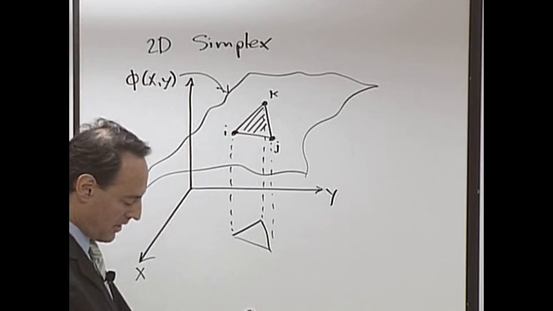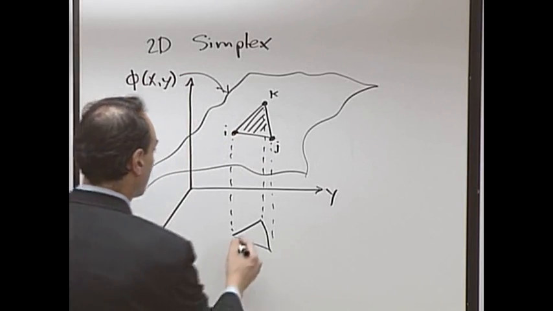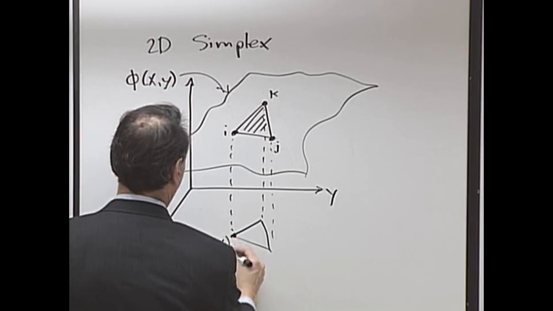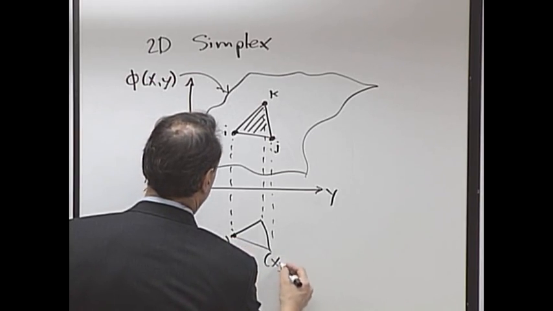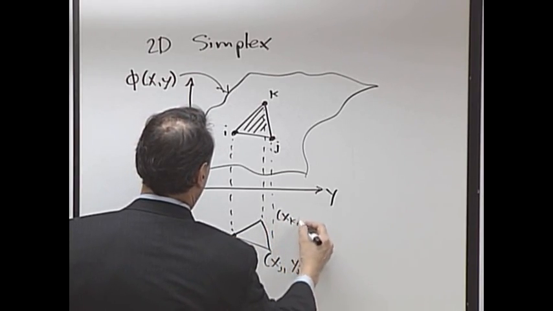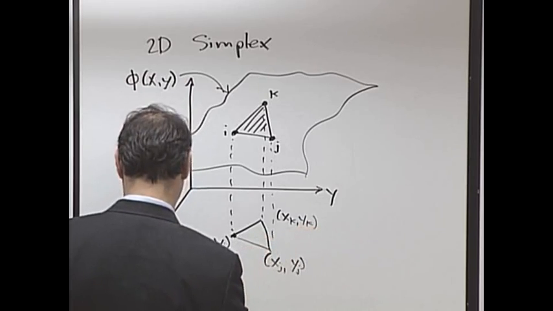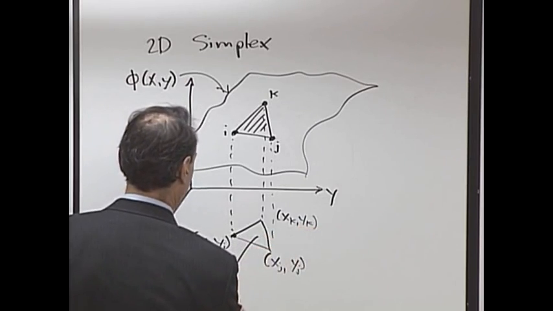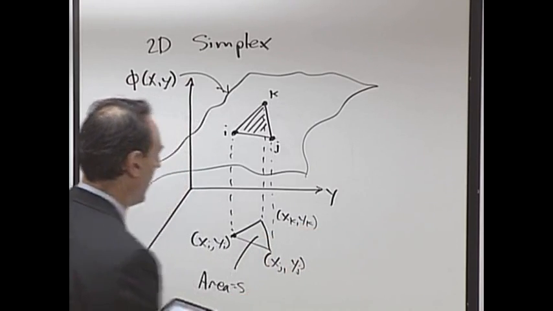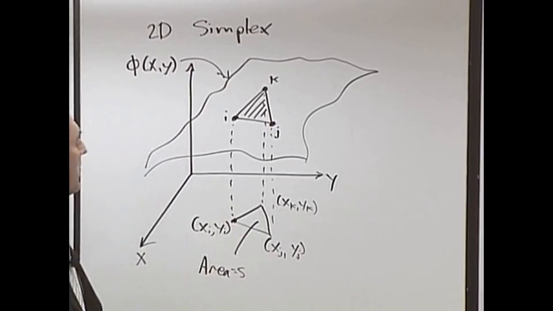So there we go. This is our points, and this point here is my xi, yi, and then you have xj, y sub j, and this point here is x of k, y sub k. Here's my projection triangle. And by the way, the area of this triangle is S. Let's call it S. You'll see it play a role later.